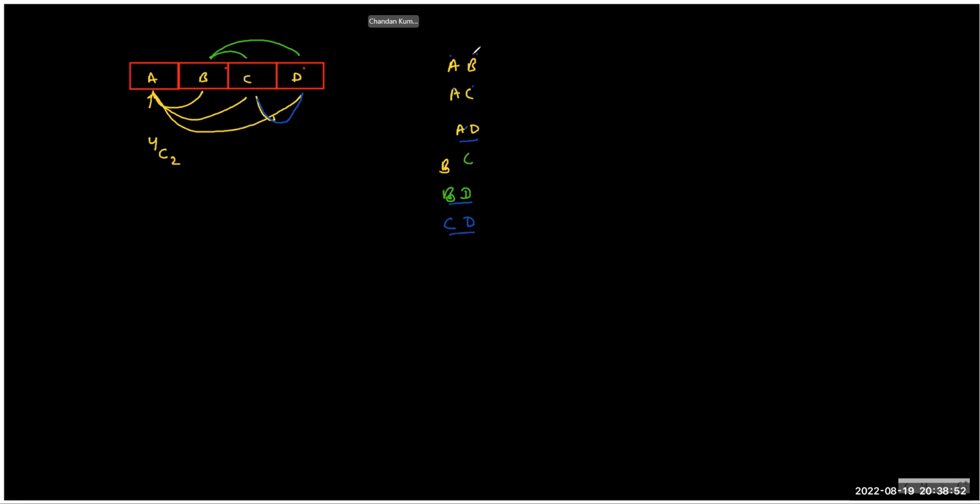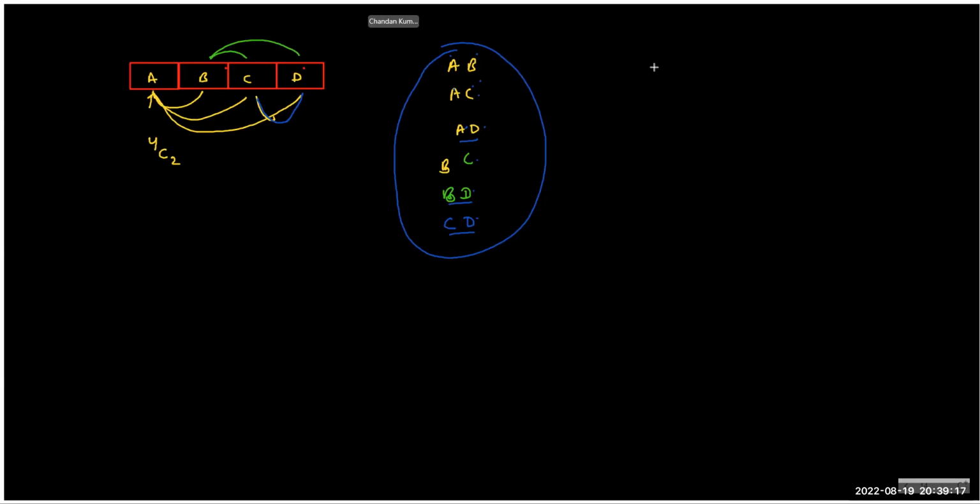So you can see if I want to pick only 2 objects out of 4 objects, how many possible ways do we have? Can you count? 1, 2, 3, 4, 5, 6. There are 6 possible ways, isn't it? Okay, this is clear.